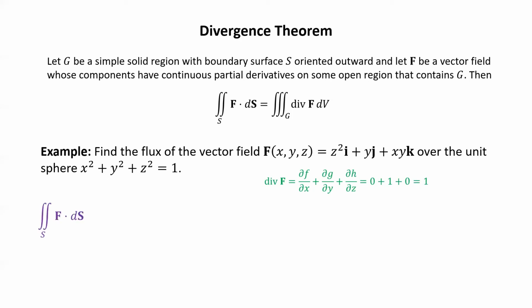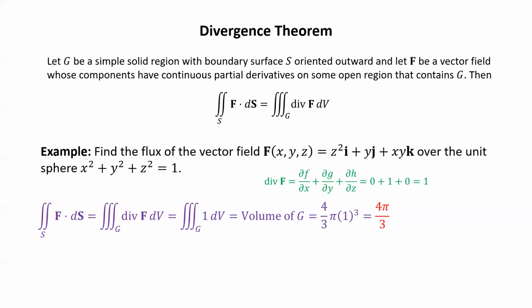So the surface integral of F dot dS by the divergence theorem is the triple integral over G of the divergence of F dV. In this case, the divergence of F is just 1, so that triple integral just represents the volume of the solid G. This is just the volume of a sphere of radius 1, which is 4/3 pi times 1 cubed, or 4 pi over 3.